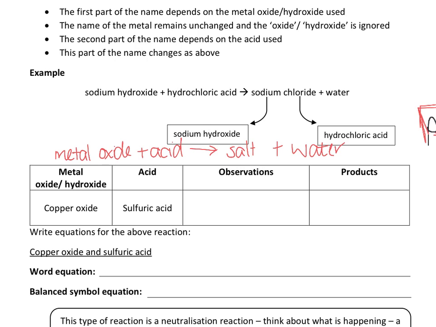Okay, so first thing is our salt that we produce, and we get that from the name of our metal. So we use the name of copper and ignore the oxide. But don't score that out in your sheet because it is copper oxide we're reacting with. So the name of our salt is copper. Second part of the name comes from the sulfuric acid. So it's going to produce copper sulfate plus water. Okay, and again there's a video on the next slide which will show you how this reaction happens.